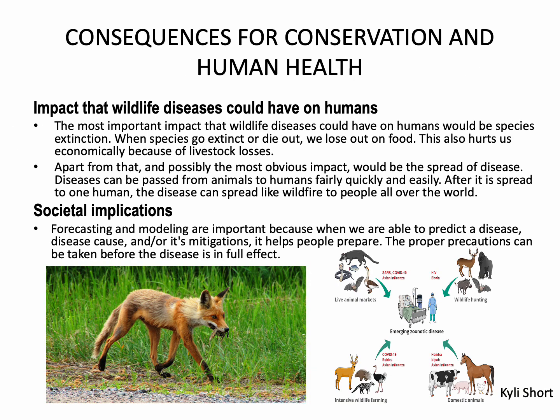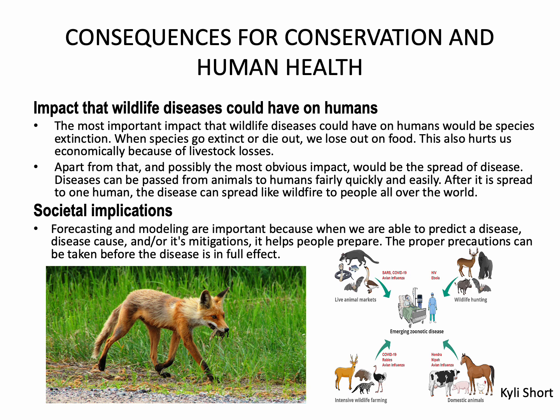Impact that wildlife diseases could have on humans. The most important impact that wildlife diseases could have on humans would be species extinction. When species go extinct or die out, we lose out on food. This could also hurt us economically because of the livestock losses. Apart from that, and possibly the most obvious impact, would be the spread of disease. Diseases can be passed from animals to humans fairly quickly and easily, and after it's spread to one human, the disease can spread like wildfire to people all over the world.